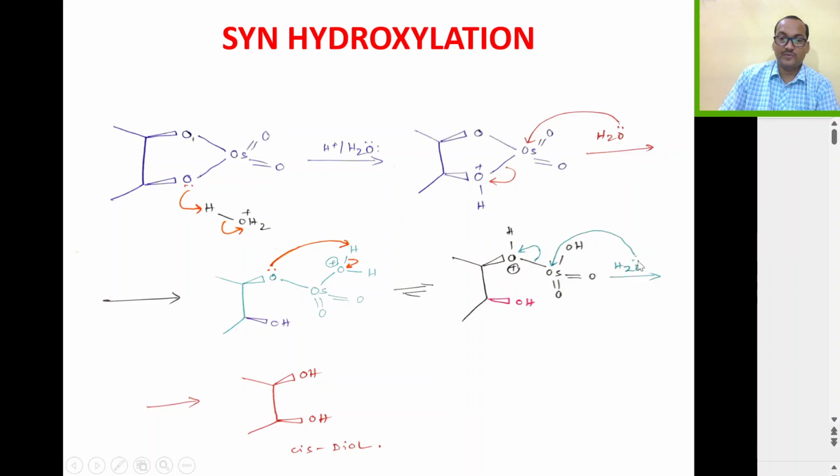Again, water lone pair will act as a nucleophile. It will attack the osmium center, and this osmium-oxygen bond will break on this O plus. So as a result, you get this cis diol.